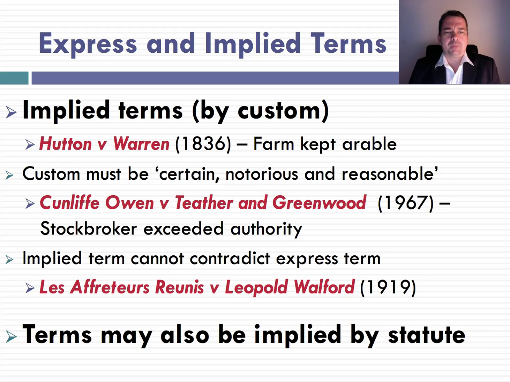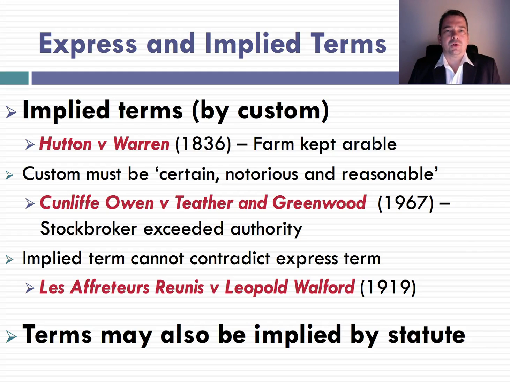Now, the case of Cunliffe Owen and Tether and Greenwood explained what exactly qualifies as a custom that may in turn lead to implied terms. What it stated was that a custom must be certain, notorious, and reasonable. What happened in Cunliffe Owen and Tether and Greenwood was that a stockbroker had exceeded his authority, and the contract clearly did not allow the stockbroker to do what he had done. However, among stockbrokers, what he had done was the usual practice.